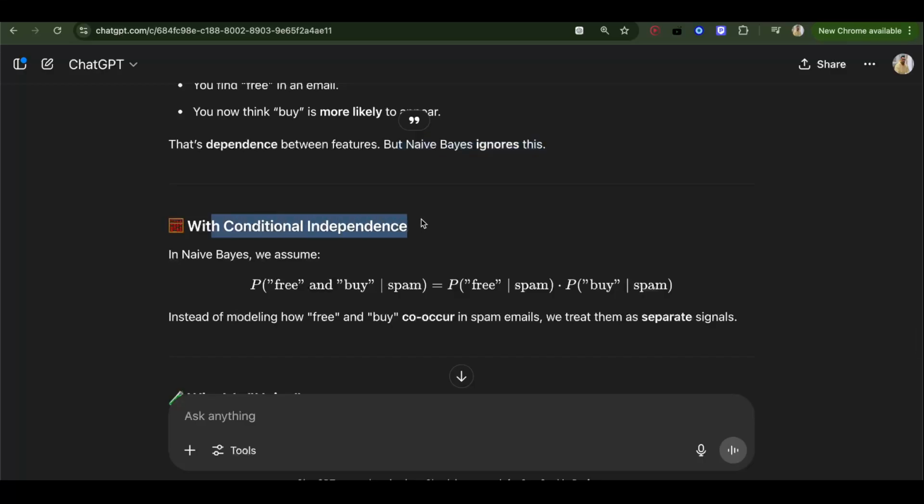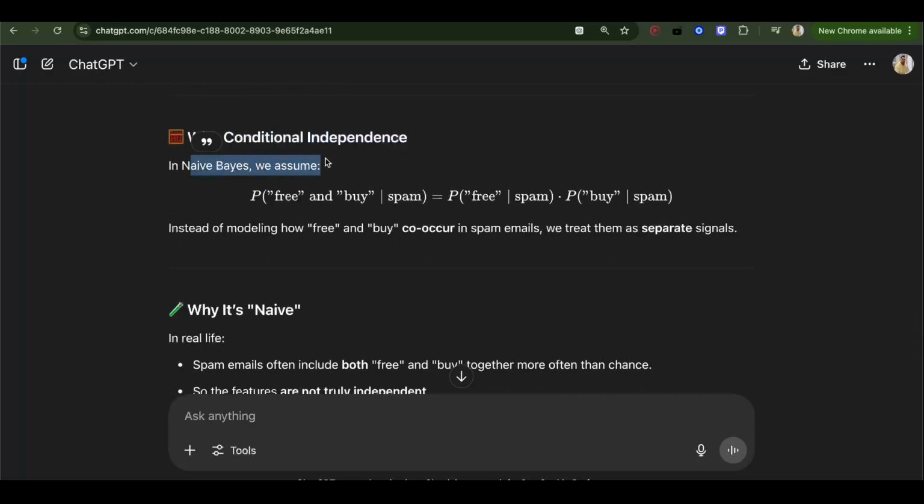With conditional independence, in naive Bayes we assume that the probability that there are words free and buy, given that it's a spam email, is equal to probability of the word free given spam times probability of buy given spam, because these are independent. So if both of them are contained, the probability is just this probability multiplied by this probability. Instead of modeling how free and buy co-occur in spam emails, we treat them as separate signals.